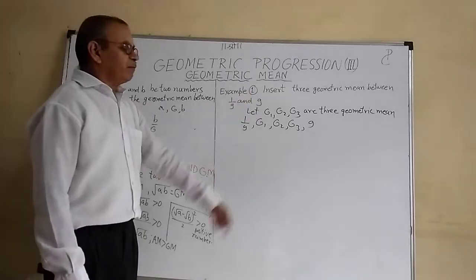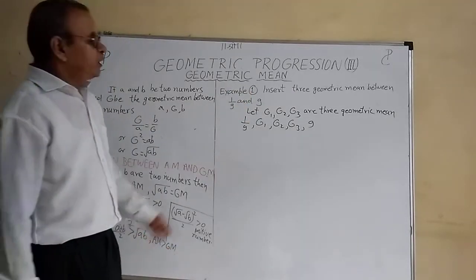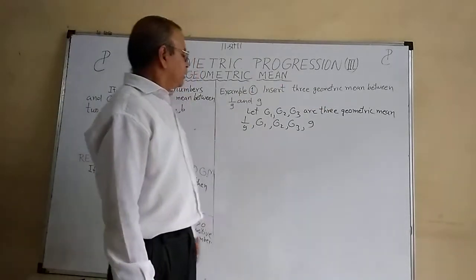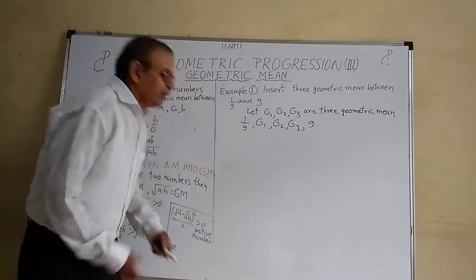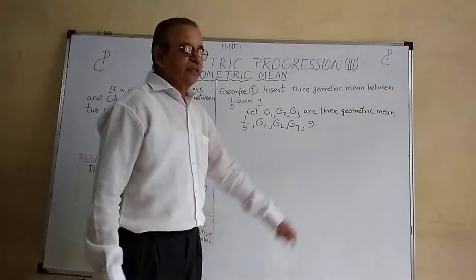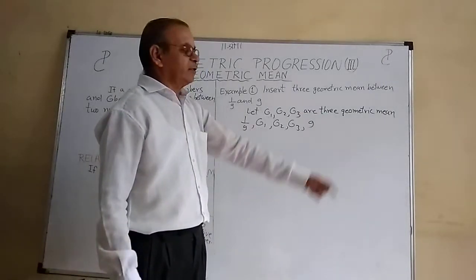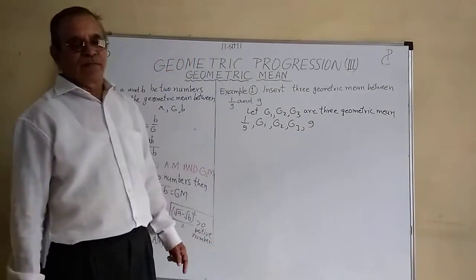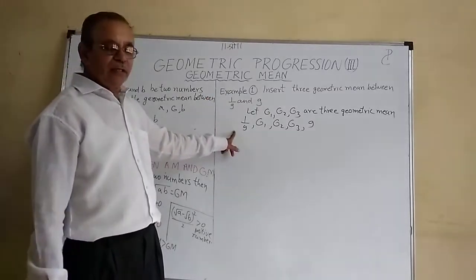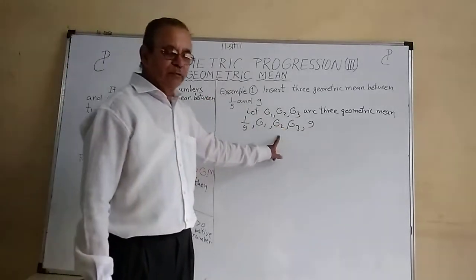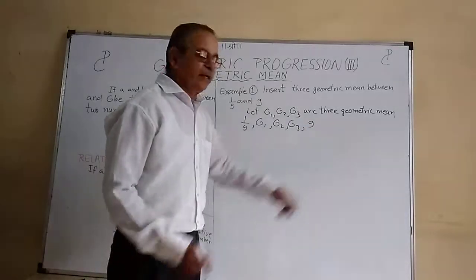Now in example 1, insert three geometric means between 1 upon 9 and 9. Here consider that G1, G2, G3 are the three geometric means. So the geometric sequence is 1 by 9, G1, G2, G3 and 9.